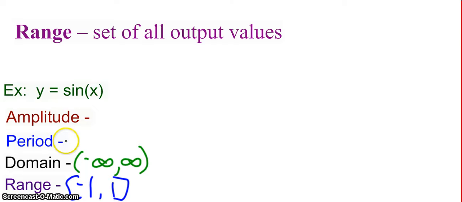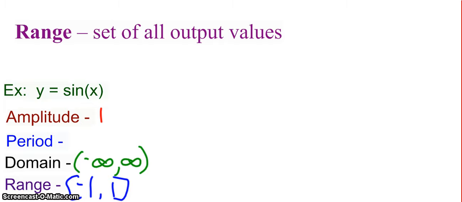The period is, or no, let me back up. Let's go to the amplitude. The amplitude, remember, is half the distance of the range. Well, what is the distance from -1 to 1? That's a distance of 2. What is half of that? That is 1. So the amplitude of y equals sine of x is 1.